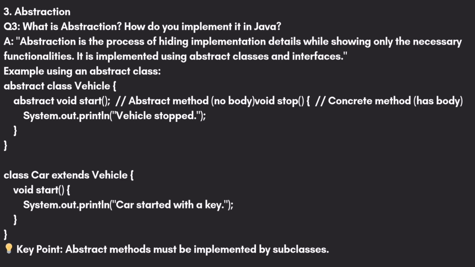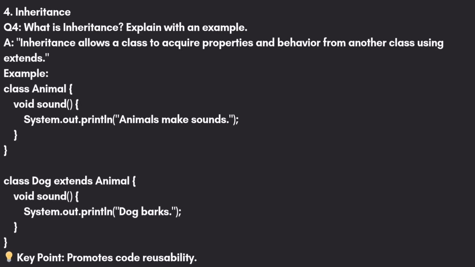Next we have: what is inheritance? Explain with an example. Inheritance allows a class to acquire properties and behavior from another class using extends. Here's the example of how we can do inheritance. We have a class Animal, with a void sound function that prints animals make sounds, and a Dog class extending the Animal class, with a sound function that prints dog barks. The key point you need to know is that it promotes code reusability.